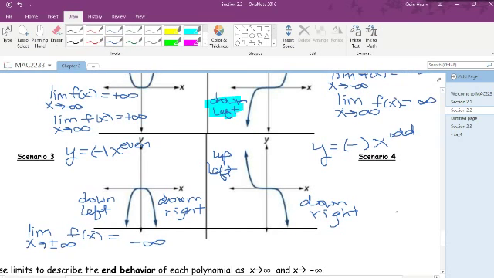So whenever you have that, your limit as x goes to positive infinity of f of x, meaning going to the right, that's going to be negative infinity. It's going down. And the limit as x goes to the left, negative infinity, is going to be positive infinity. It's going up.